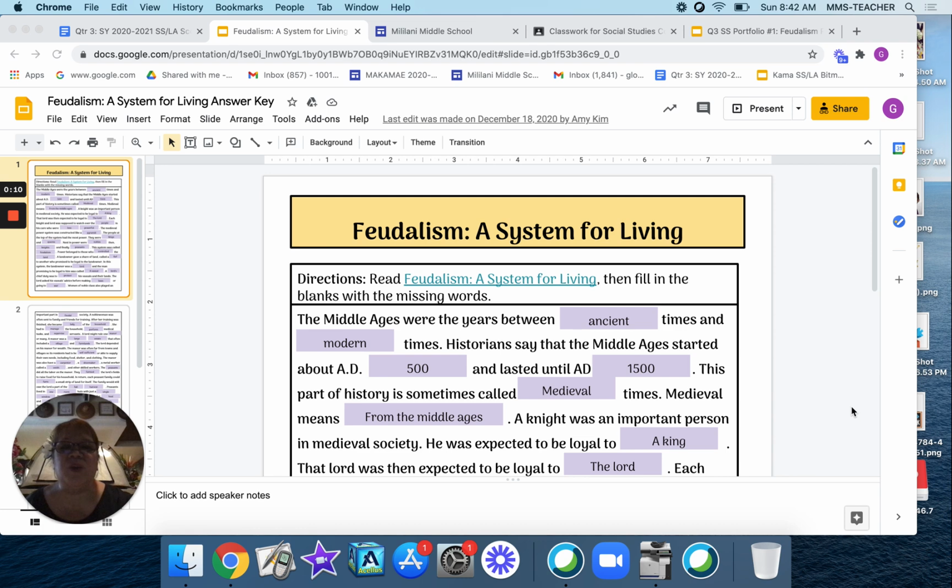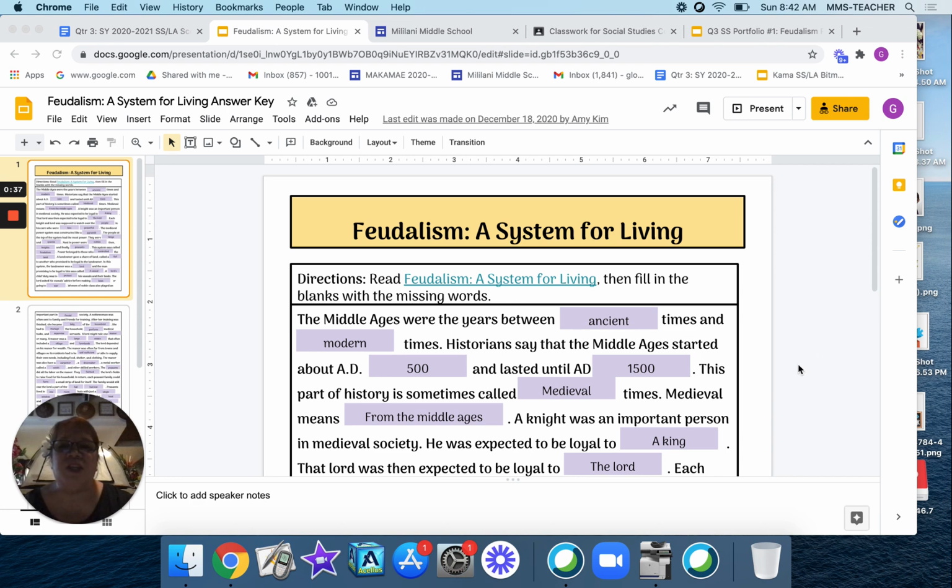As we go over the correct answers, if you got any of the answers wrong, please go ahead and type in what the correct answer should be. That way you can utilize this assignment worksheet as a way to study and prepare for your formative and summative. Okay, let's begin. Feudalism, a system for living.